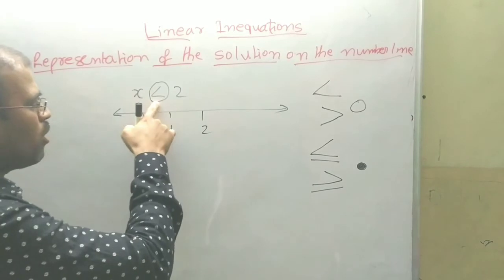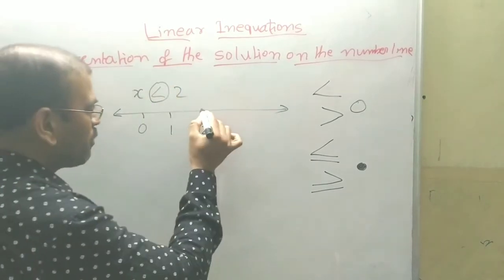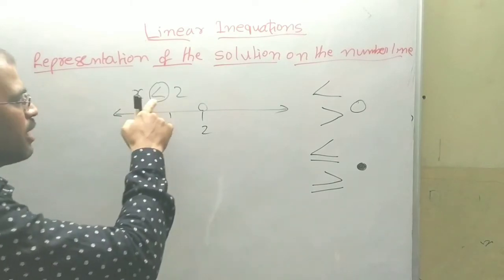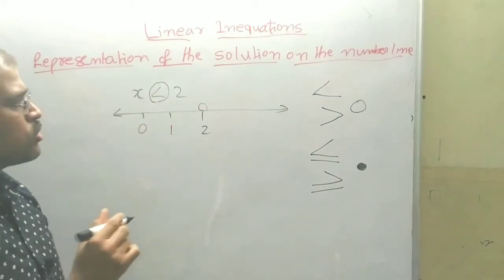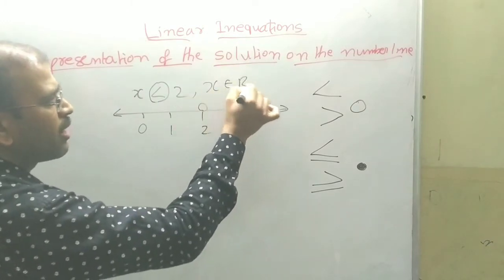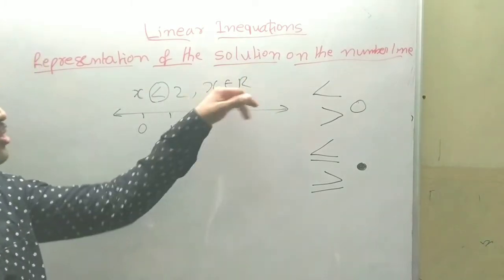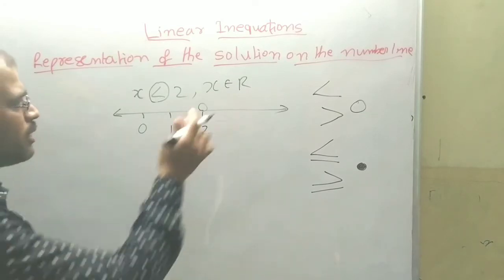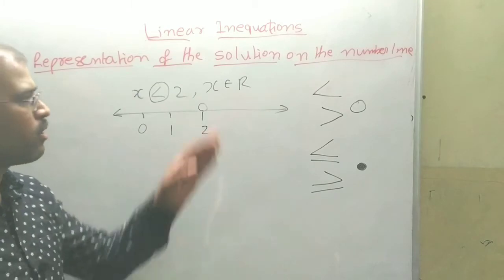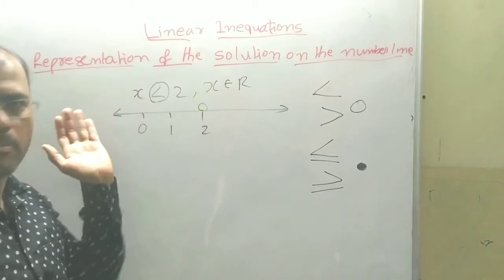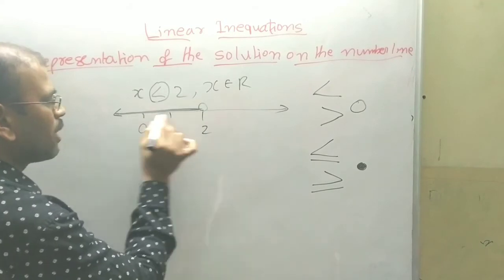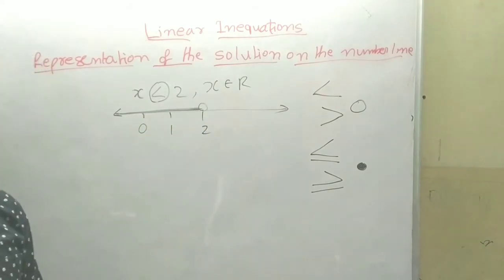Now our question is x less than 2. So at the 2 I am keeping the hollow circle because here it is a less than sign. This solution I am going to show for x belongs to R. x belongs to R means real numbers. So what are the real numbers less than 2? There are infinite numbers, because less than 2 there are the negative numbers also. In that case what we are going to do? Shade this number line.